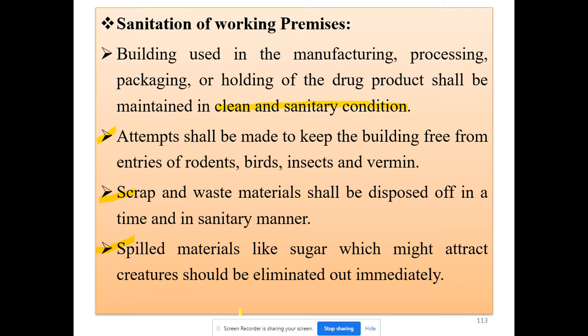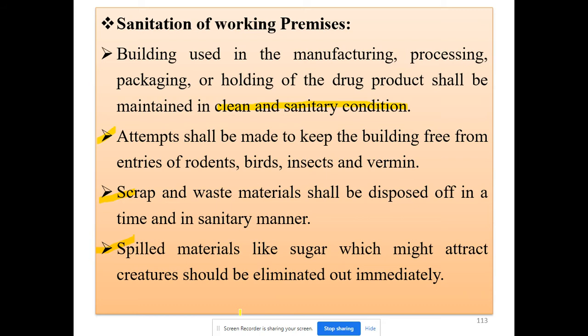When you are working in the pharma industry, when you are formulating any syrup-based or sugar-based formulation, then during the formulation, if the sugar-based material gets spilled out, it should be eliminated.